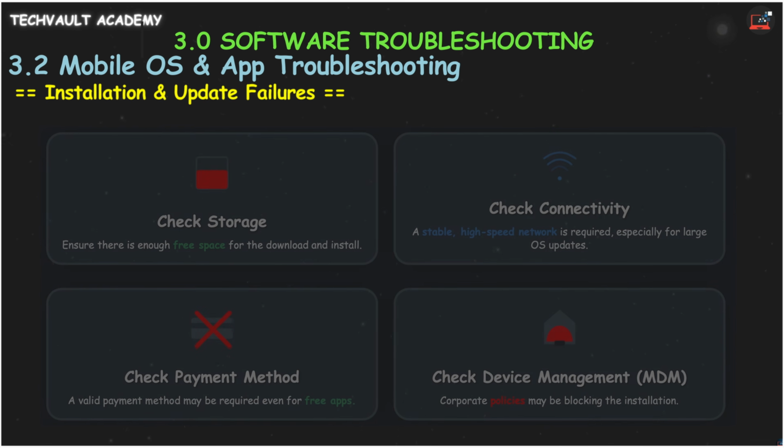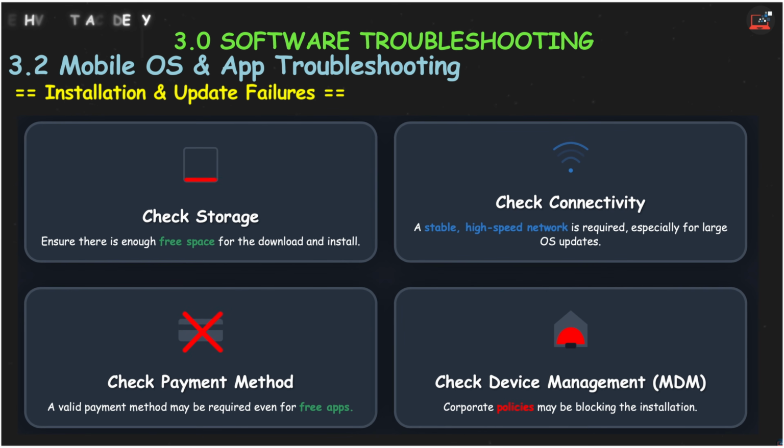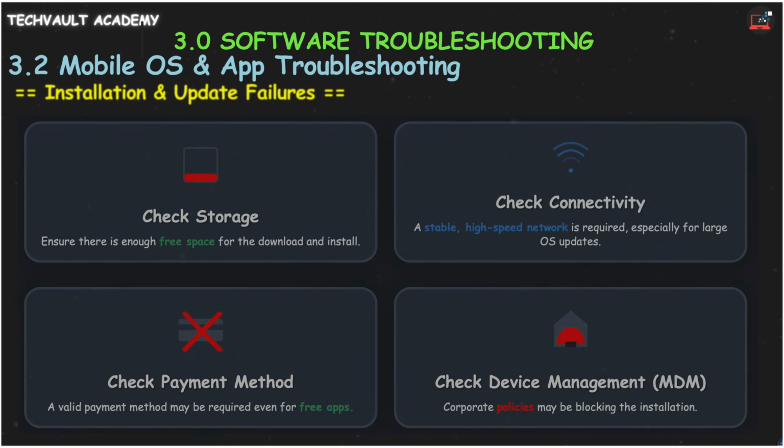What if an app fails to install or update in the first place? There's a simple checklist for this. First, check your storage. OS and app updates can be large, and you need enough free space. Next, check your connectivity. A stable, high-speed Wi-Fi connection is best. Then, check your payment method. Even free apps can require a valid payment method on file in the App Store. Finally, if it's a work device, check the device management policies, as the MDM might be blocking the installation.